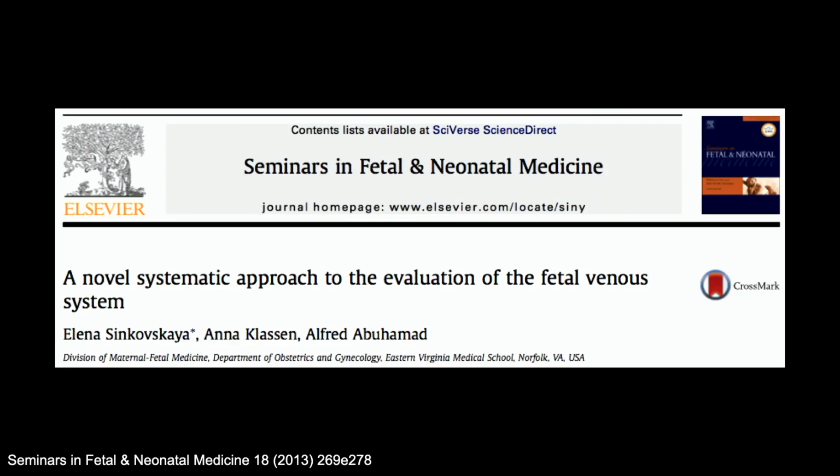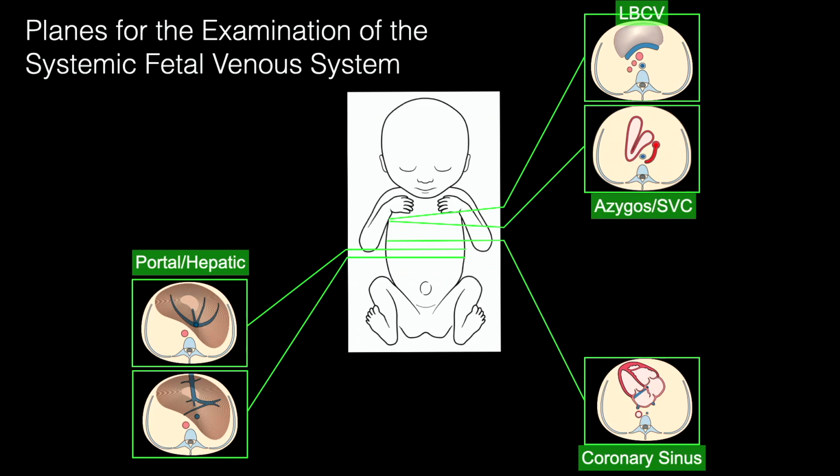Now, I'm going to follow this paper that was published in 2013. It's in your syllabus, about a systematic approach to the evaluation of the fetal venous system. So I'm going to primarily focus on the axial planes, looking at the portal and the hepatic venous circulation, looking at the coronary sinus, and then the azygos, SVC, and the left brachiocephalic vein. I'm going to skip the pulmonary venous system, which will be discussed in a separate presentation.